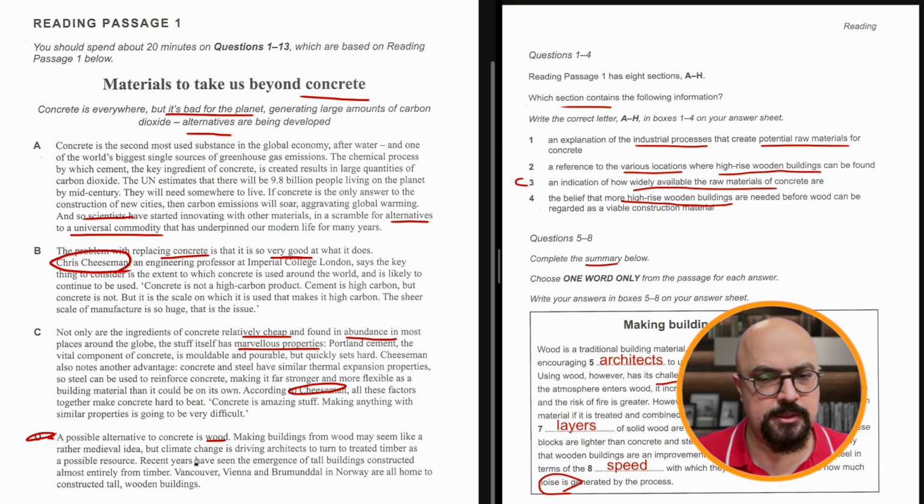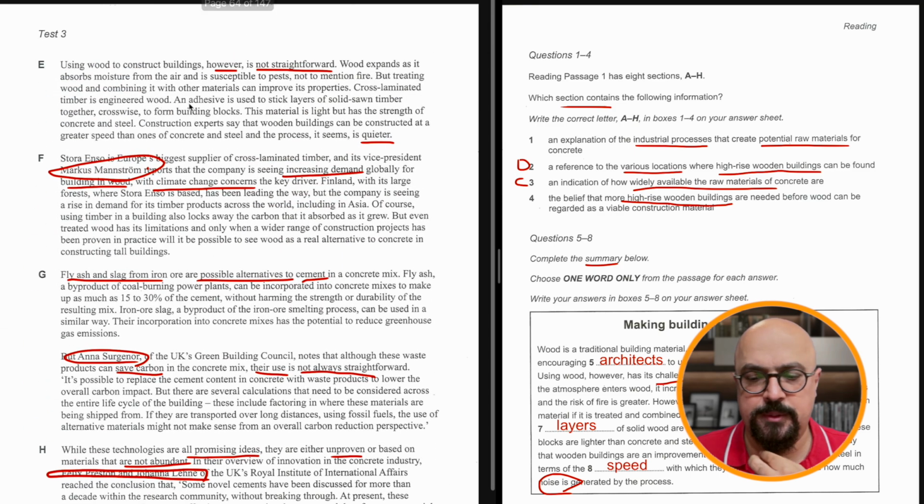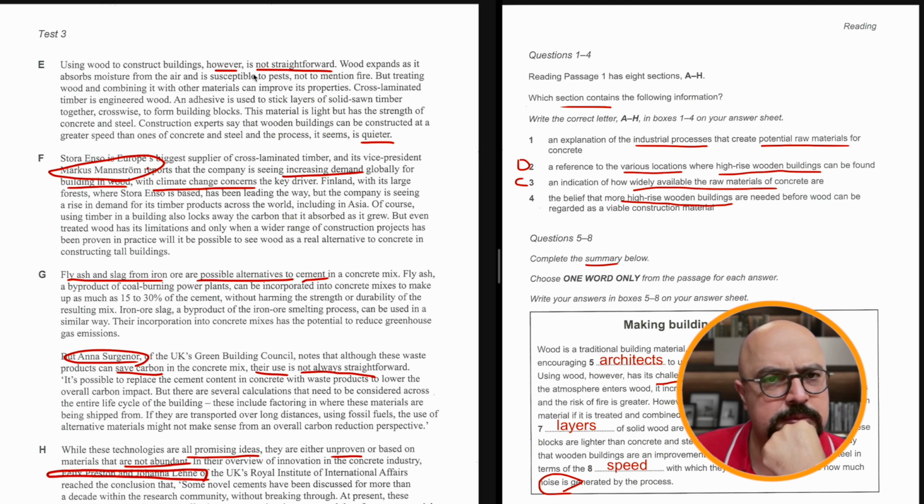okay, buildings, wood. Tall buildings, okay. Tall buildings constructed almost entirely from timber. So that is high-rise buildings, number 2, and E. Trading. It's about buildings too, but let me see what is left. We need 2 more, industrial processes, and I believe that more high-rise wooden buildings are needed.